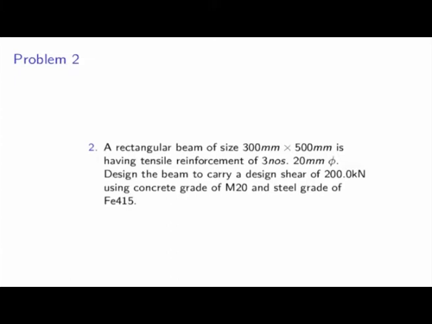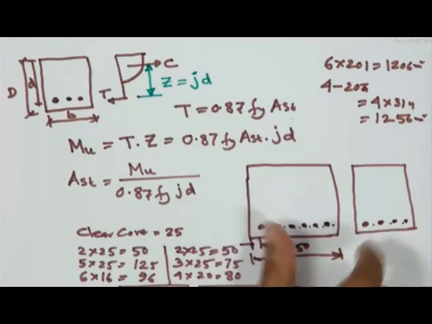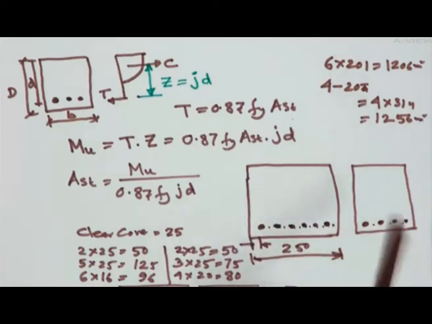Why? Because I don't want to do the calculation again. If you increase the width of the beam, then you have to do the whole calculation again, because you have to check how much concrete resistance you are getting, how much steel resistance you are getting, all those things. But if I increase only the diameter, then there is no such problem. So that's why I prefer just increasing the diameter in this case.